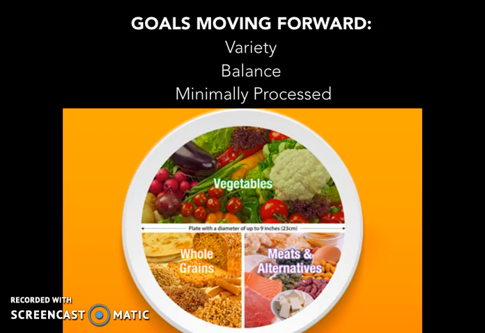So we're trying to increase variety and balance and avoid processing in our foods because we've talked about how when we process our foods, we add things that our bodies may not be used to, and we may take out things that are beneficial to us.